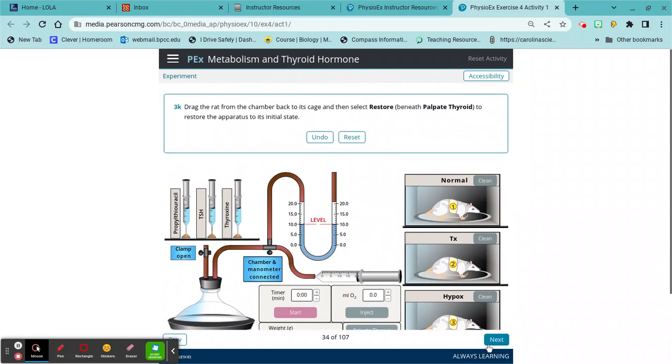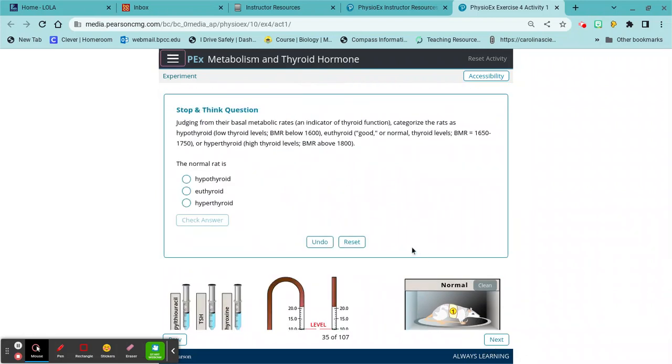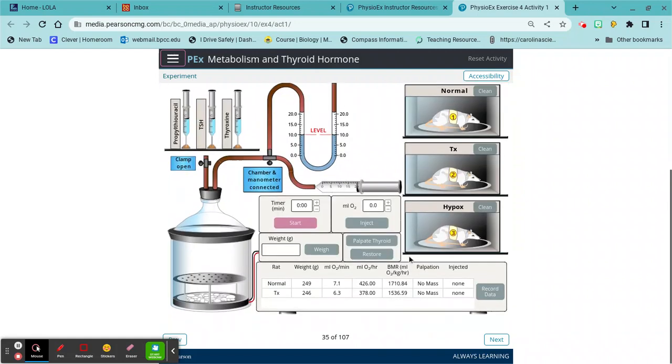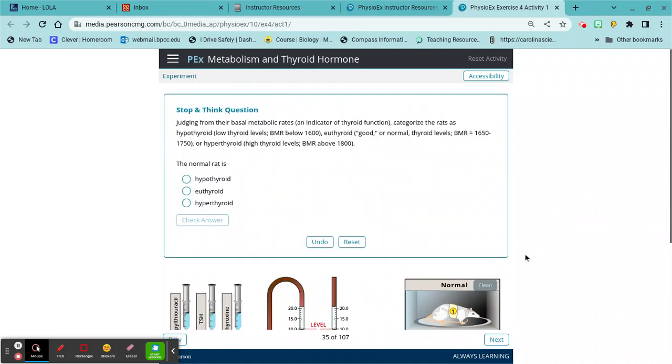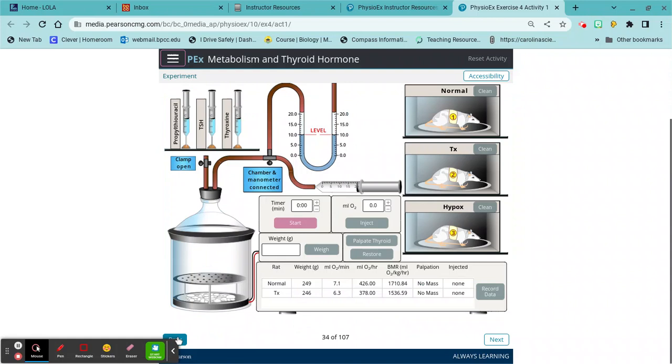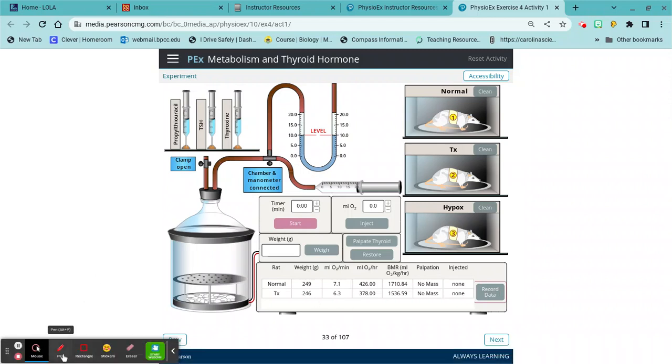Okay. Now, judging on their rates, categorize the rats accordingly. Oh, I forgot to record data. Let me backtrack to that previous one so I can, let's see if it's deleted all of my data. Oh, it deleted all my data. Let me pause real quick and let me get that restored.